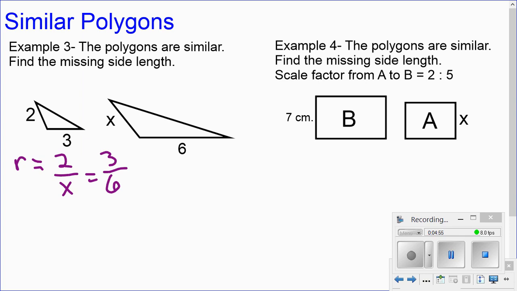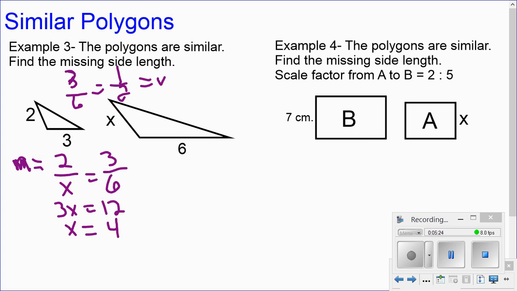cross multiply that. So 2 times 6 is 12, and 3 times x is 3x. So 3x equals 12. Dividing both sides by 3, x is equal to 4. And by the way, the scale factor there would be, didn't ask for this, but the scale factor would be 3. Okay, so from the one triangle to 6, which simplifies to 1/2, that would be our r.